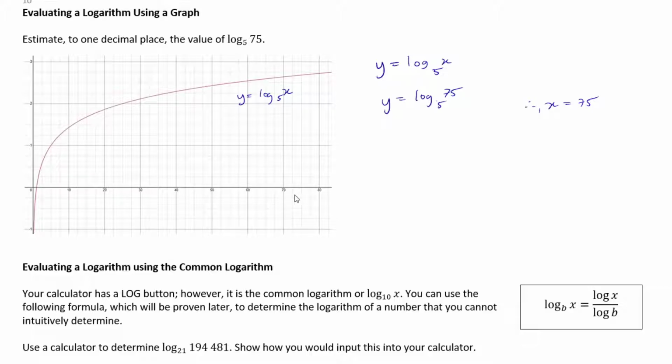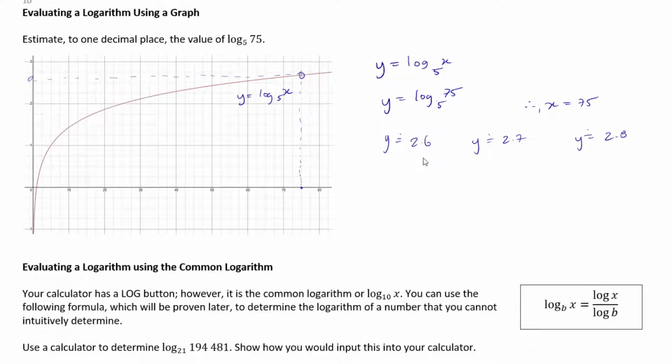So I find 75 along here. And I go about here, I think. And then I go across and I find what is the y value there. So it looks like I'm going to have to estimate. And I could do two things. So I could say that y could be equal to 2.6, or y is approximately equal to 2.7, or y is approximately equal to 2.8.